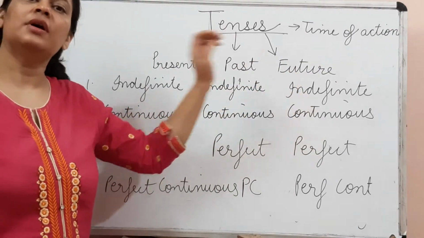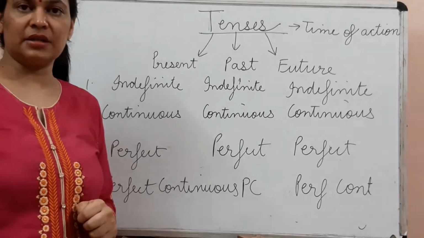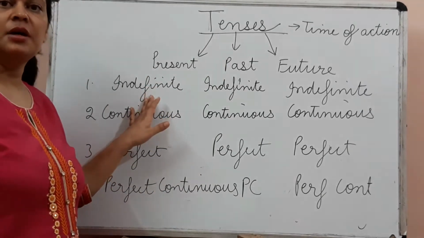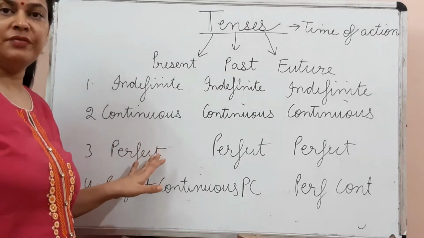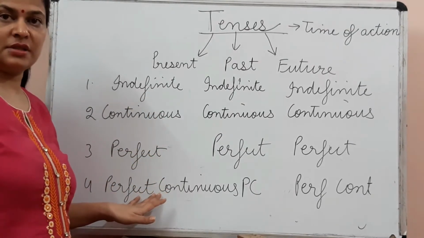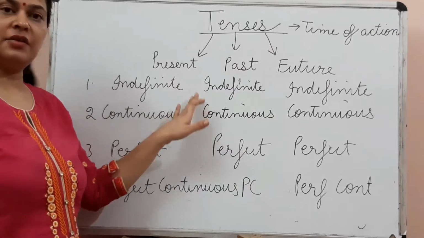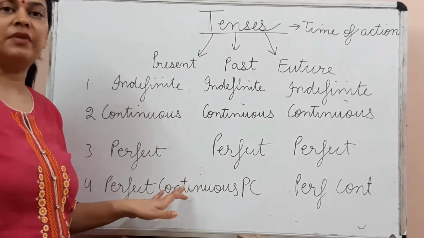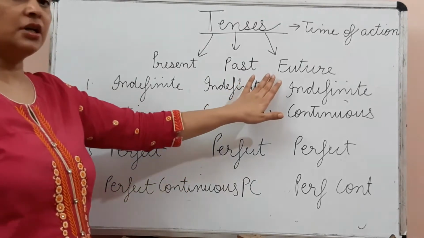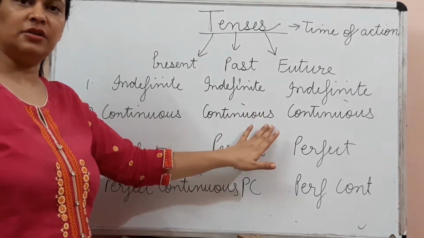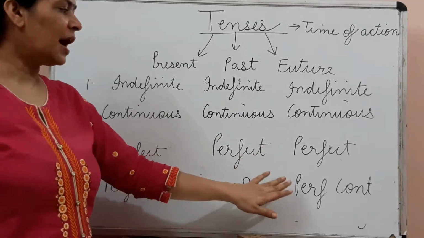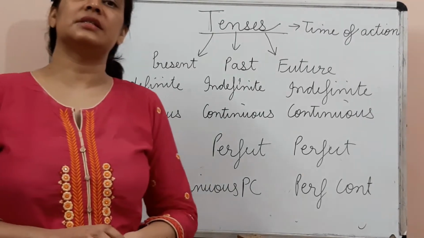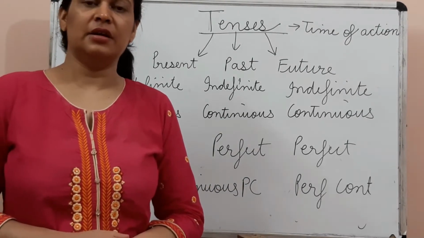And you also know that further each tense has been categorized into four parts, and they are present indefinite, present continuous, present perfect and present perfect continuous. Similarly, past indefinite, past continuous, past perfect and past perfect continuous. Future indefinite, future continuous, future perfect and future perfect continuous. So these are all the 12 kinds of tenses that you are very well aware of till now.